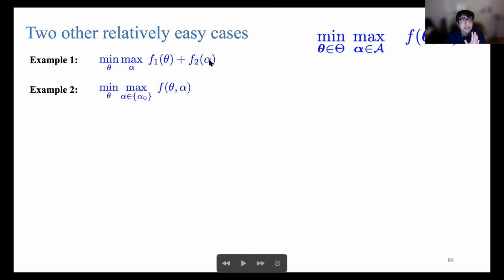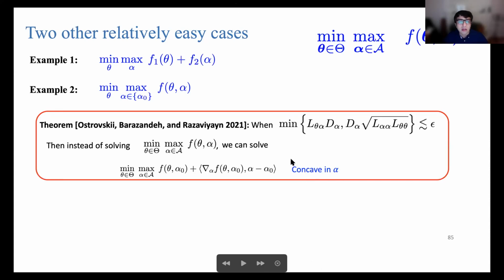In other words, you can show that if the coupling between theta and alpha in this objective is small, you can still solve the problem efficiently. And if your second case is not a singleton but a set with a small radius, so your A set, as a constraint set, has a small radius, you can still show that the problem is solved. In particular, L theta alpha is the bound that you have on the second order derivative, where you take one derivative with respect to theta and another with respect to alpha. L alpha alpha is the bound on the second order derivative where you take two derivatives with respect to alpha. L theta theta is when you take two derivatives with respect to theta. D alpha is the radius of your constraint set A.